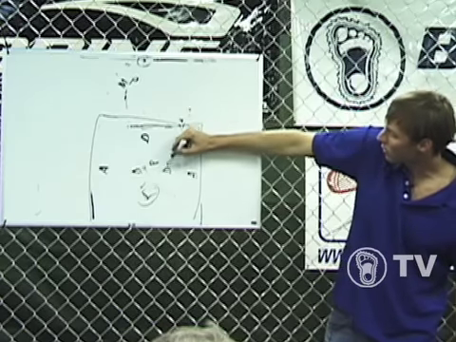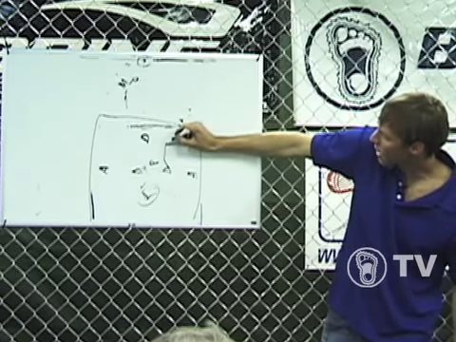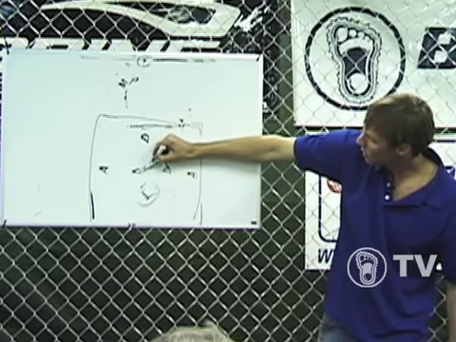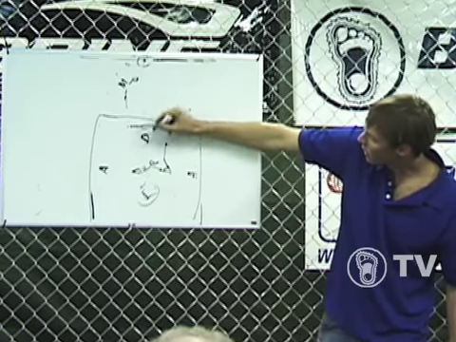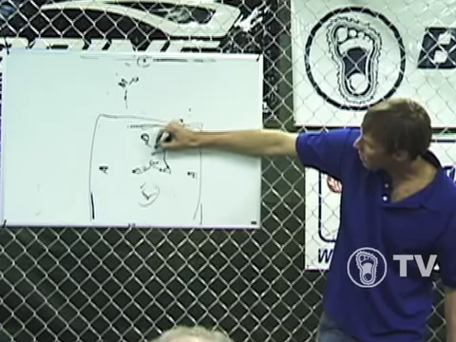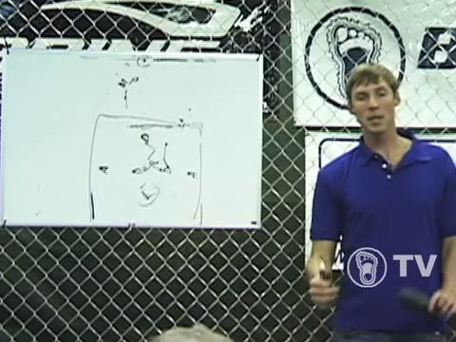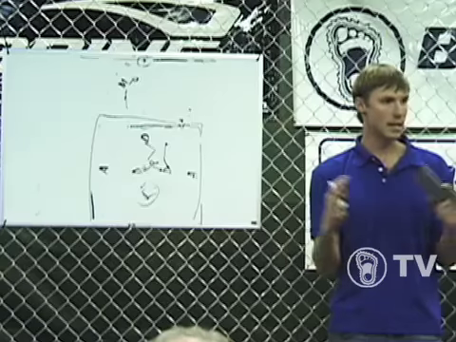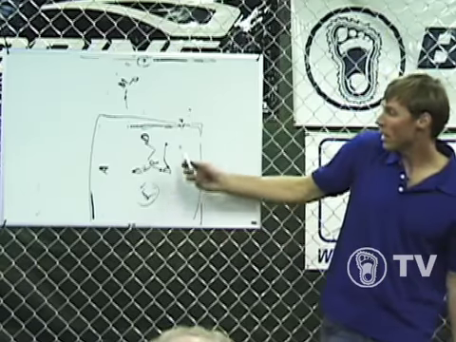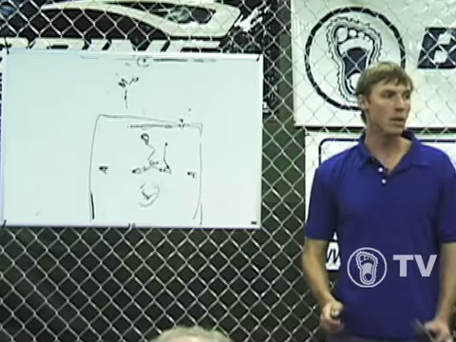Pass is made across. D-man's going to step to the hat and then up. D-man, step to the hat and then over. D-man, step to the hat and then down. So that step to the hat forces the defense to condense. And by condensing, you're taking away passing lanes through the middle of the field.